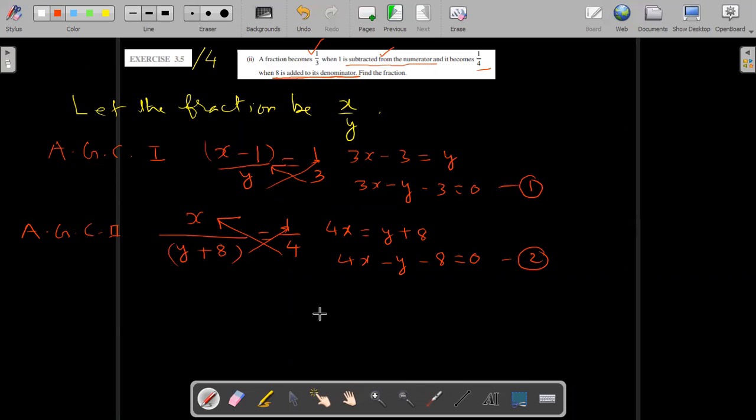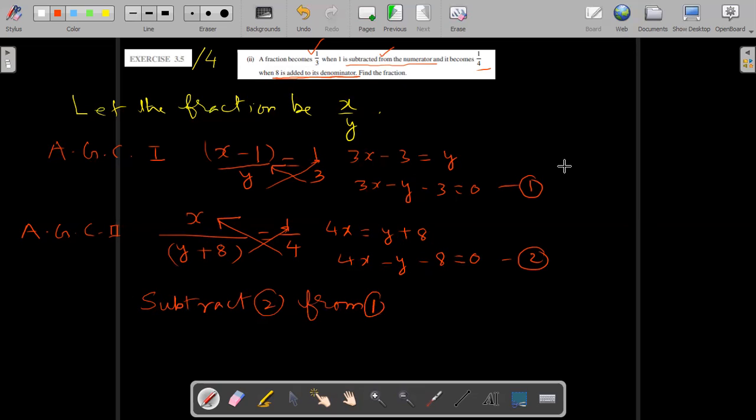Now it is up to you. You can use any method: the elimination method, the substitution method, or the cross multiplication method. But here you can see the minus y terms are the same. If you subtract the second from the first, y will be eliminated. If a variable is directly eliminated like this, subtract the second from the first.